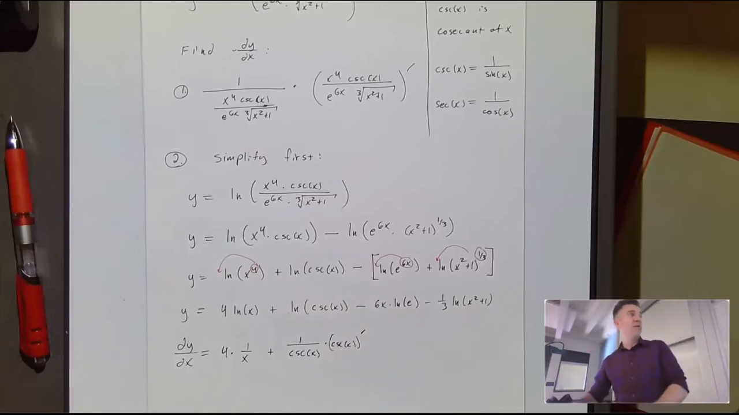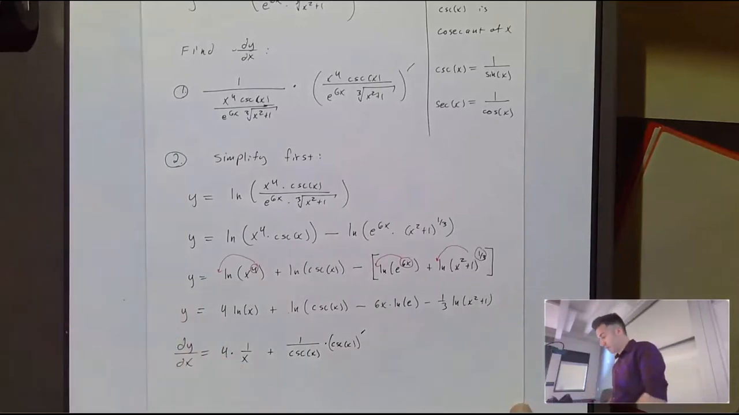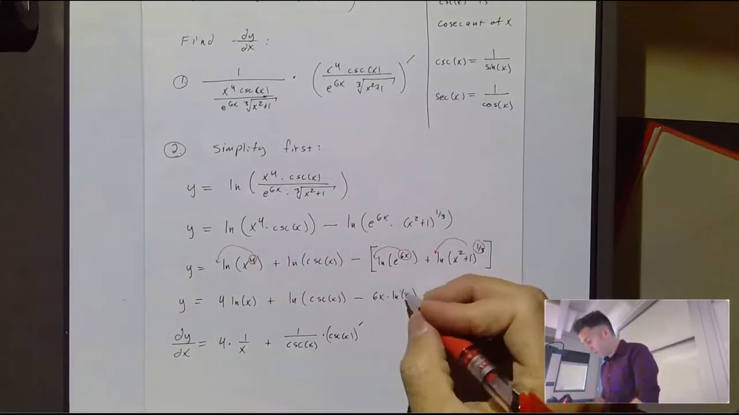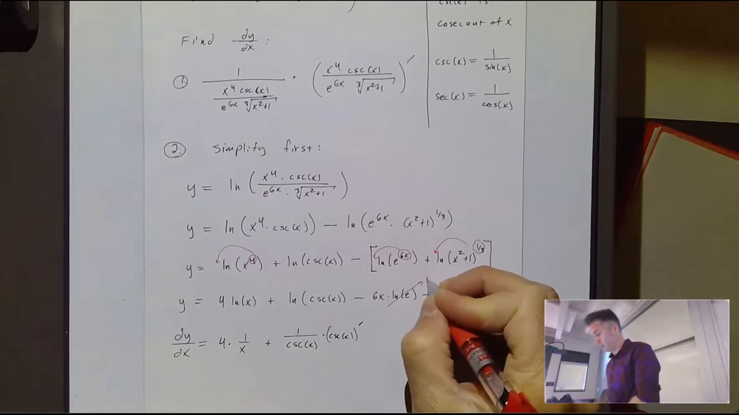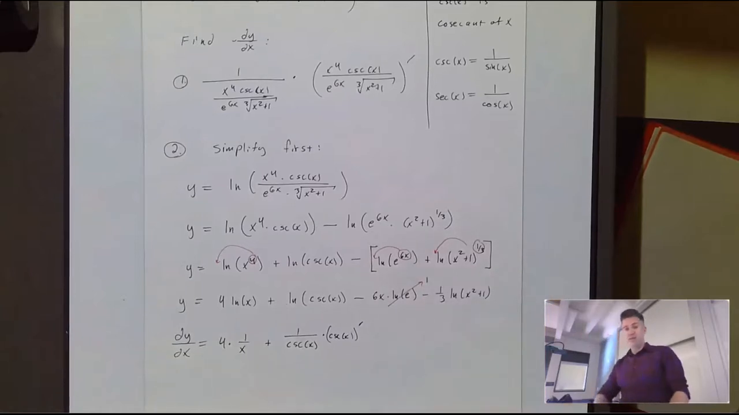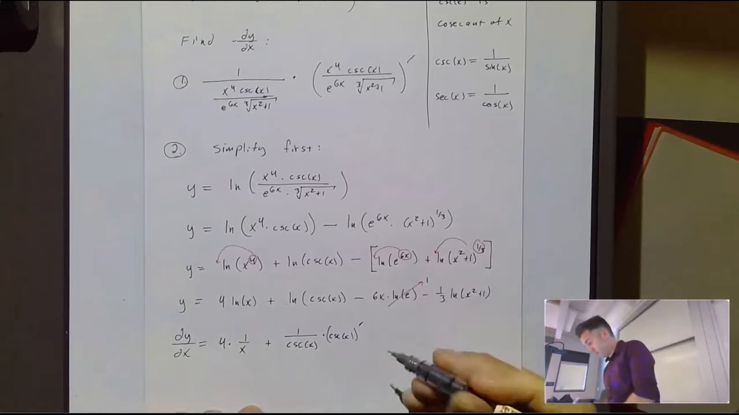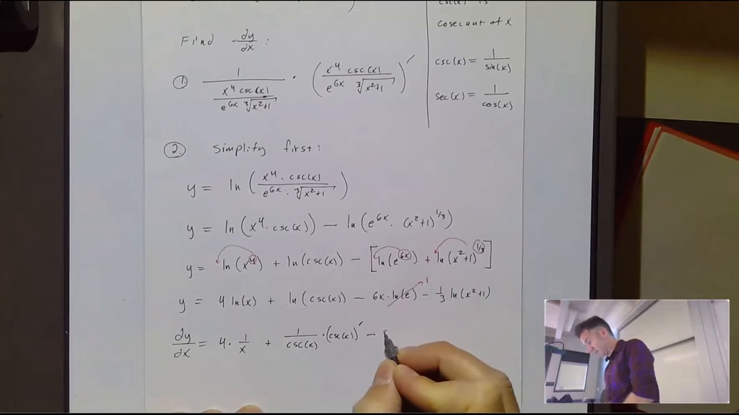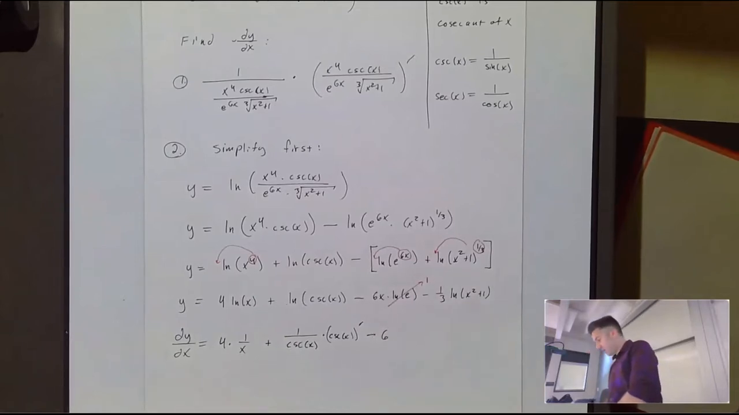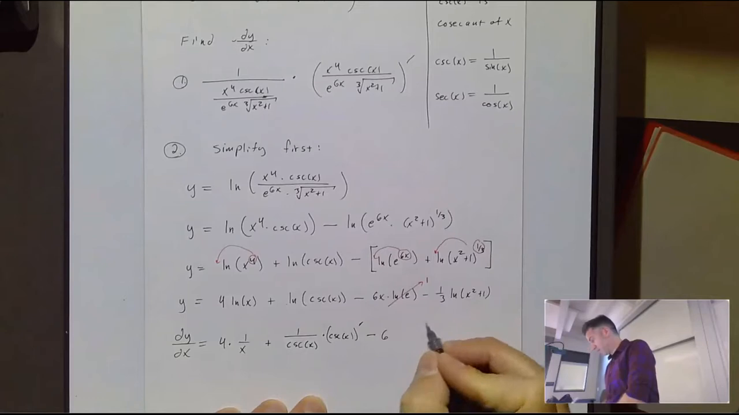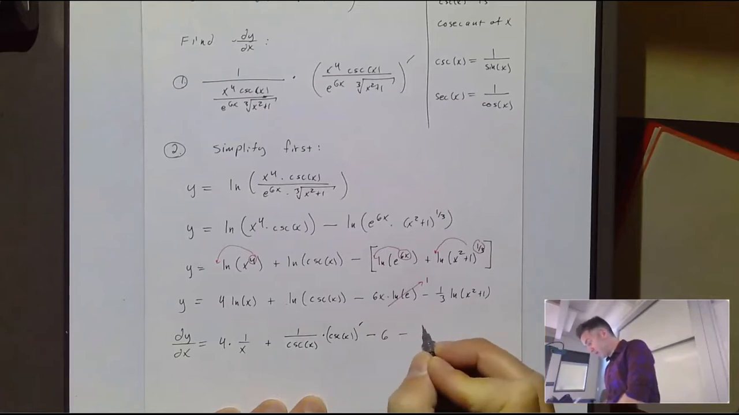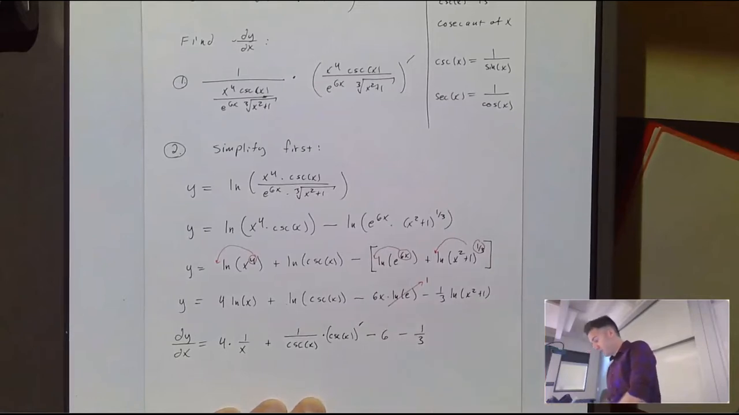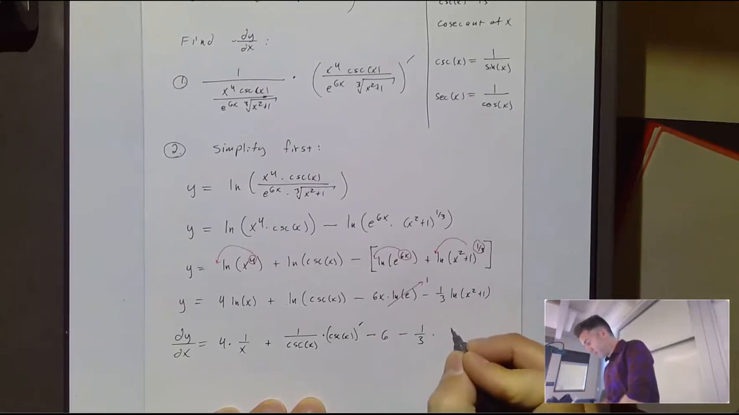I should have done one thing in the previous step here, which is I should have noted that the natural log of e is 1. So that when I take the derivative of 6x, or I should say minus 6x, I get minus 6. Finally, the derivative of minus 1/3 natural log of x squared plus 1, the minus 1/3 constant hangs out, and the derivative of natural log of some stuff is 1 over the stuff times the derivative of the stuff.